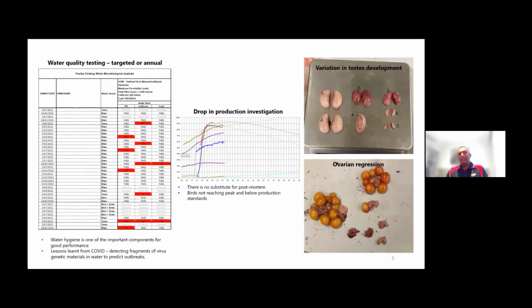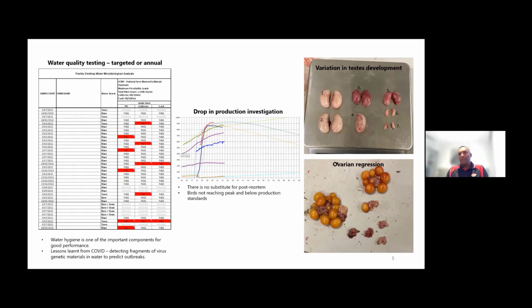In active surveillance, testing of water quality, which is either targeted during the seasons or annual, is very important. I believe water sanitation and good water hygiene are very important, because the birds will drink more than what they eat in broilers, so good quality water is very important. As Professor Steve alluded in his talk just before, there are some lessons learned from COVID. So detection of fragments of viruses, virus genetic material, in water to predict outcomes can be one research point in environmental sampling and testing.